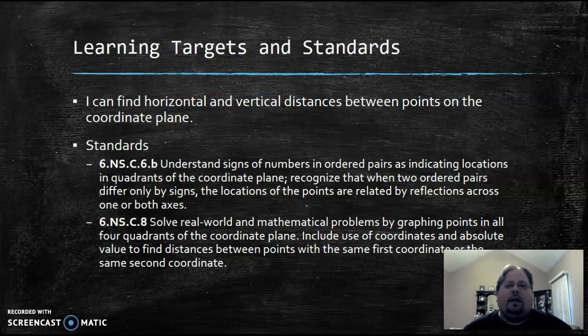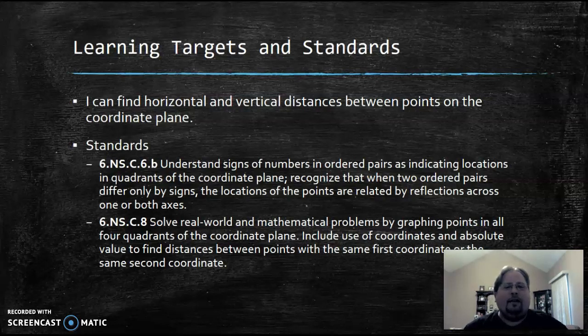Our learning target is I can find horizontal and vertical distances between points on the coordinate plane. Horizontal goes left to right, and vertical goes up and down, so we need to remember that. Distances, we also need to remember, are always going to be a positive number. When we're talking about distances from one place to another, we talk about it in a positive number. We don't say negative numbers.